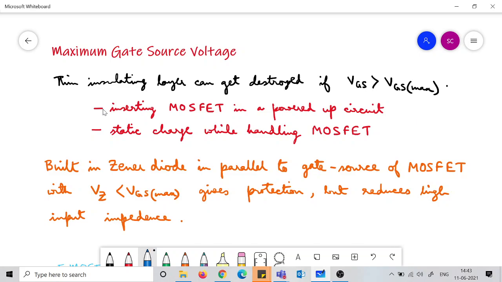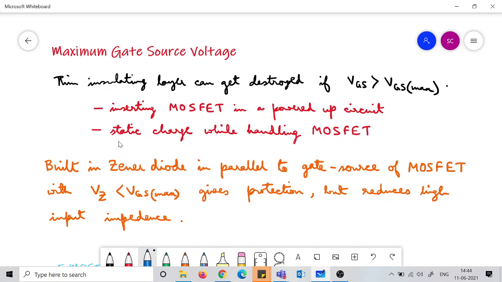So it is very important. When we will be doing the experiments in the lab with MOSFETs, it is true for any other electronic devices also, but particularly MOSFETs are very sensitive to this. So you destroy the MOSFET if you insert it in a powered up circuit.